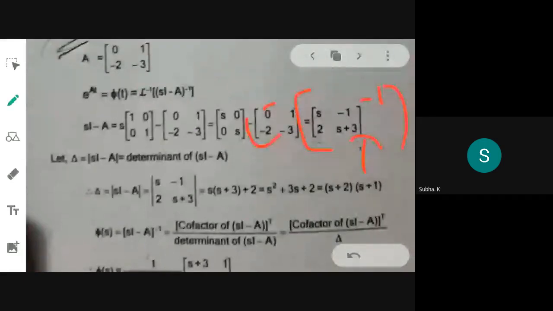How do you take the inverse of a matrix? What is the method that you used in your lower class? Matrix inverse. You remember this formula? Cofactor of SI minus A, transpose, divided by determinant of SI minus A.